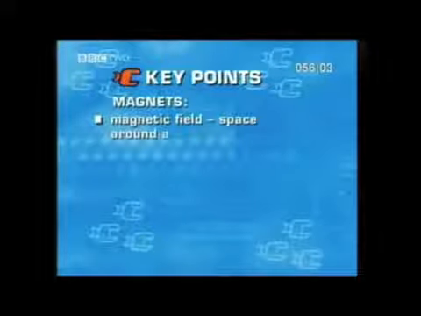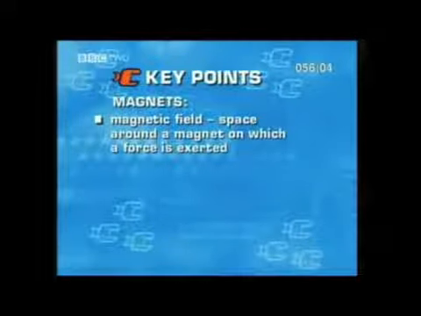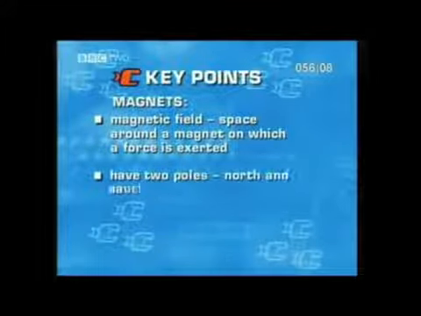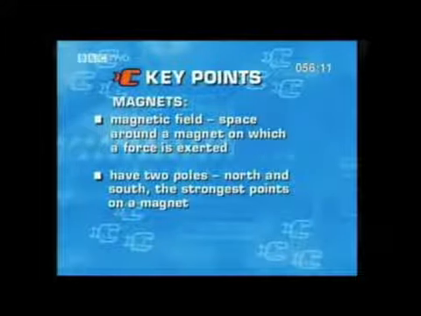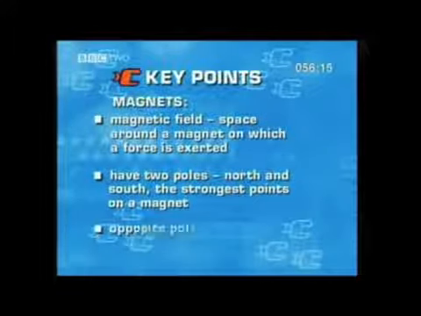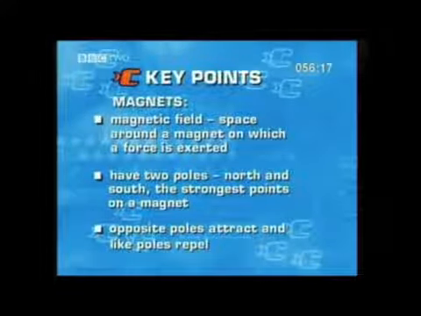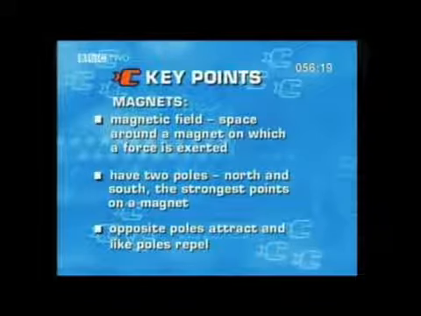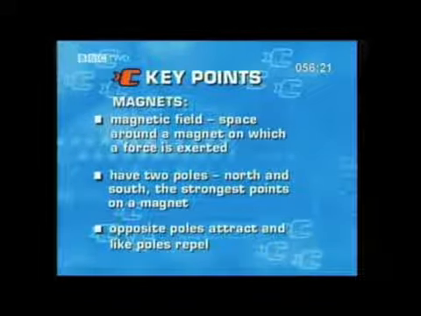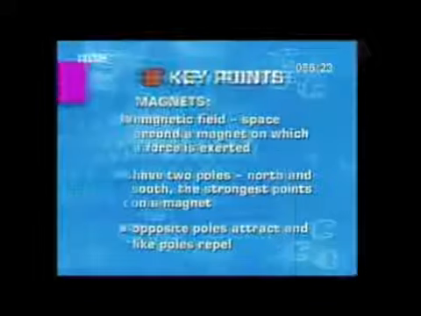So the key points are, the magnetic field is the region or space around a magnet in which a force is exerted. All magnets have two poles called north and south, and these are the strongest points on a magnet. Opposite poles, a north and a south, will attract each other, while like poles, for instance a north and a north, will repel each other.